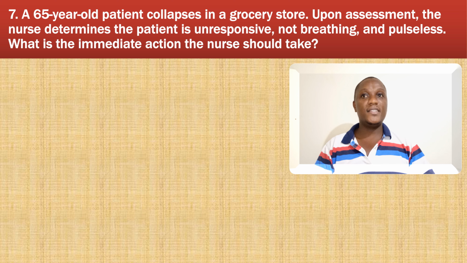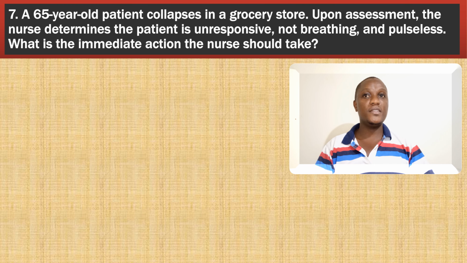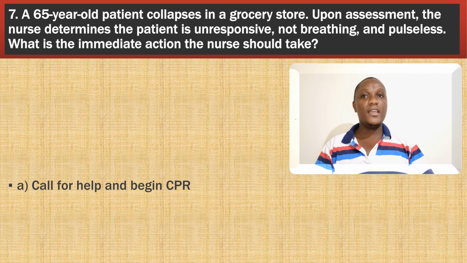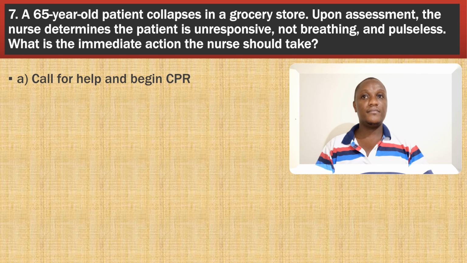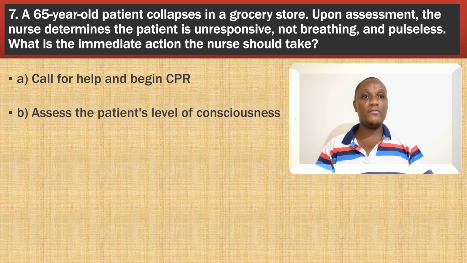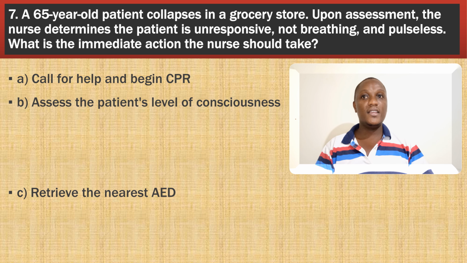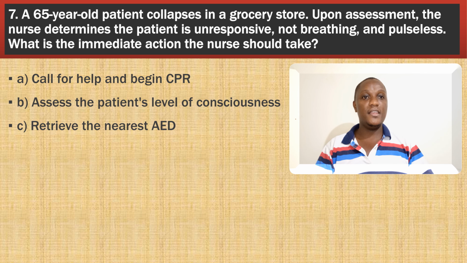Question 7. A 65-year-old patient collapses in a grocery store. Upon assessment, the nurse determines the patient is unresponsive, not breathing, and pulseless. What is the immediate action the nurse should take? A. Call for help and begin CPR. B. Assess the patient's level of consciousness. C. Retrieve the nearest AED. D. Administer rescue breaths. What do you think is the answer to this question?